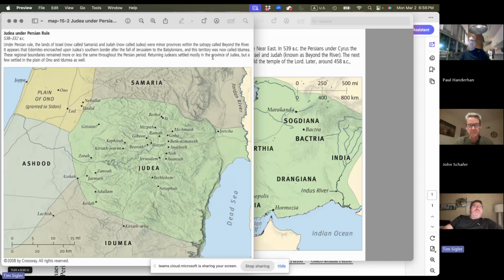So again, here's another map, by the way, I put on the screen. Did you see it? Yeah. I don't remember, the remnant that returns, are they paying tax back to Cyrus? Yes, absolutely. You pay your taxes, you can go home, and you, just like all the others under my rule, you know your place.